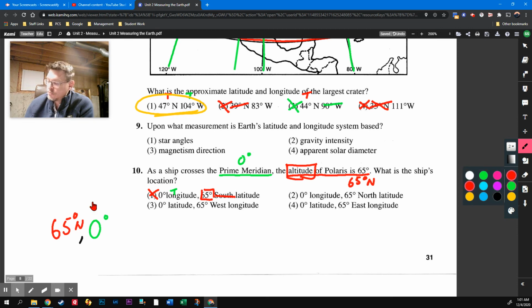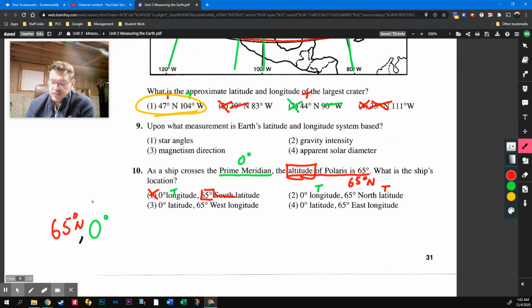Option number 2, again, 0 degrees longitude, that's true. And 65 degrees north latitude, that's also true. So chances are my answer is going to be number 2. But I want to check the other ones just to make sure. I don't like the fact that they're flipped. Latitude should come first, but right now that's our best answer.